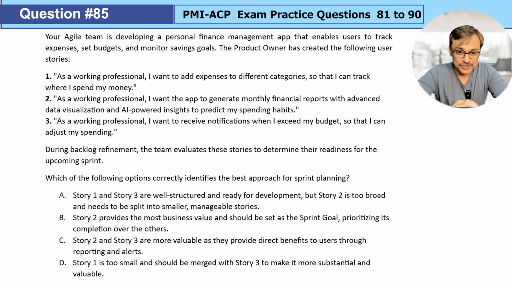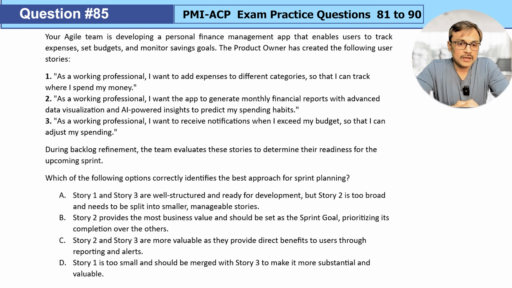Looks like a pretty visionary user story. Story 3: As a working professional, I want to receive notification when I exceed my budget so that I can adjust my spending. So these are 3 user stories. What do we do? During backlog refinement, the team evaluates these stories to determine their readiness for the upcoming sprint. So out of these 3 stories, I need to identify which ones are ready for the upcoming sprint. Which of the following options correctly identifies the best approach for sprint readiness?